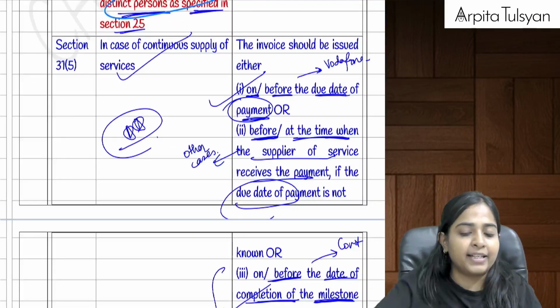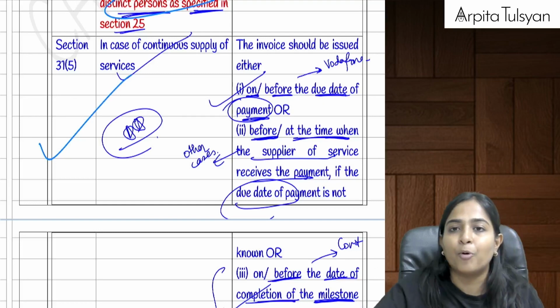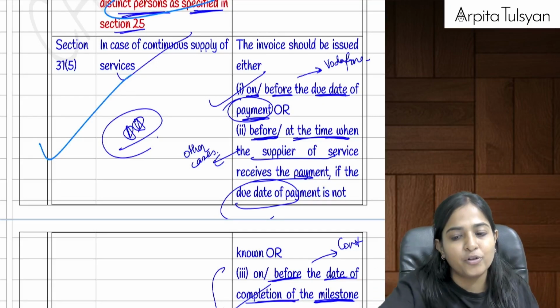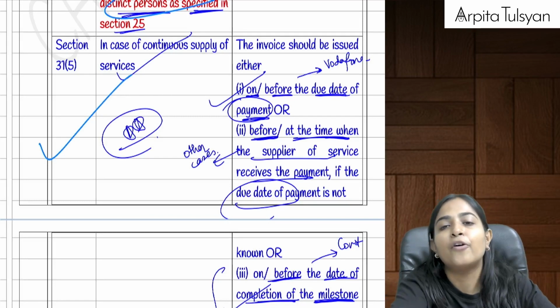And then the next one is a little important from exam point of view also. In case of continuous supply of services, do you recollect we had done about continuous supply of goods also?